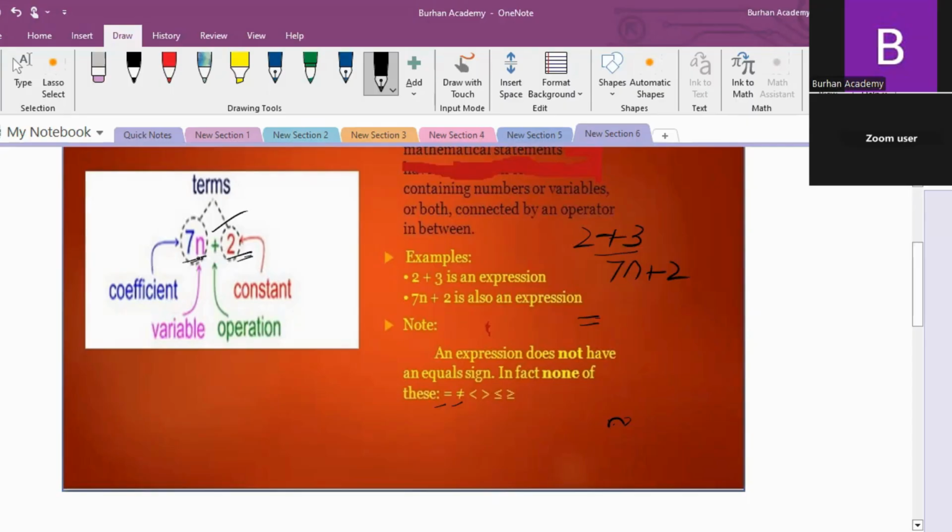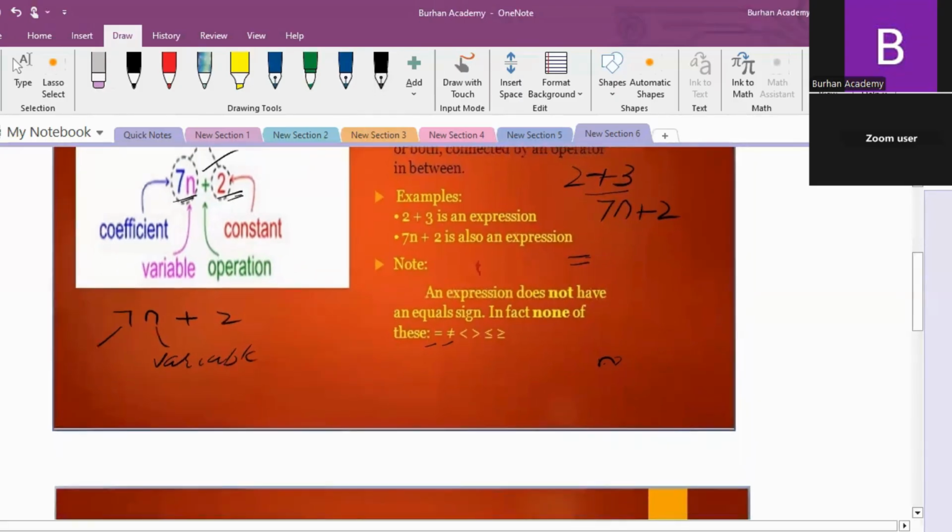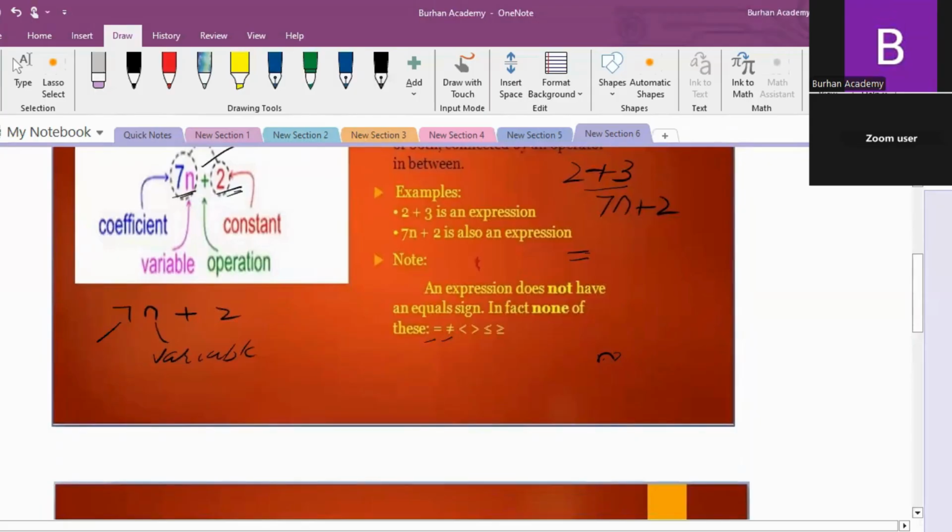When we are concerned with 7n plus 2, 7 is called a coefficient of n, and n is called a variable. I have told you that a variable can take any value: 2, 3, 4, 5, 6, and so on. And this plus and minus sign are called operators.